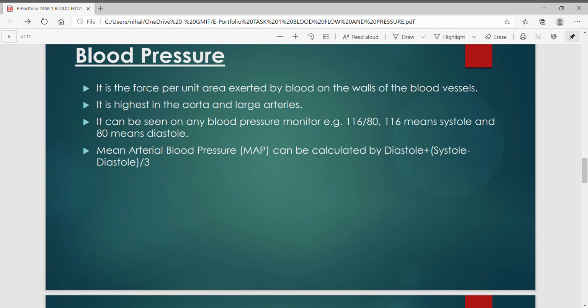And finally, to calculate the mean arterial blood pressure, you can use the following formula: diastole plus, in brackets, systole minus diastole, divided by 3. So that's blood pressure.